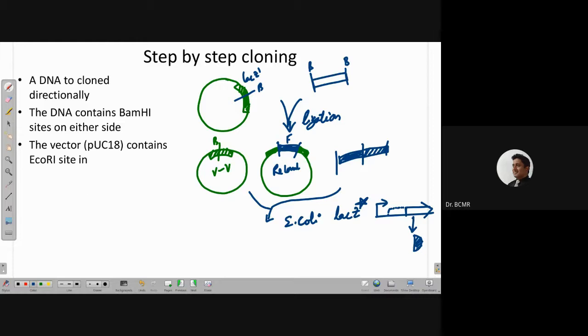We will get a majority of non-transformants, which means that they did not get any DNA at all. Those are non-transformants. And then we will also get transformants. One second, I'll put it here. So assume that these are non-transformants, and we will also get a lot of transformants.